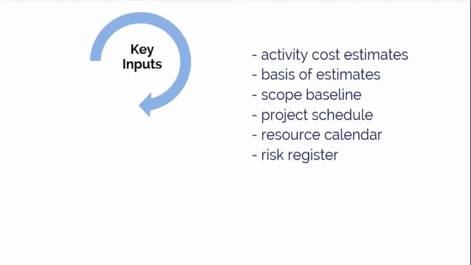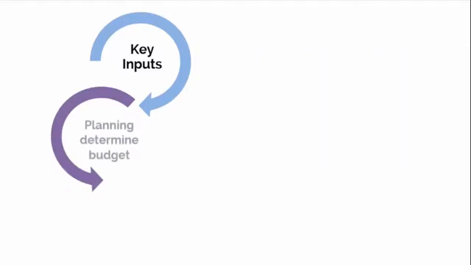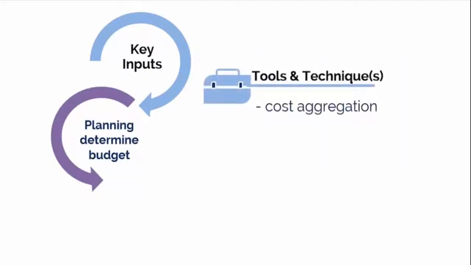Risk register will help provide information about the risks we have identified on the project and how to aggregate the risk response costs. The key tool and technique we use in the determine budget process is cost aggregation. I mentioned this briefly before. In order to estimate overall project costs, you aggregate or add up the activity cost estimates for all activities or work packages to derive an approved cost baseline for the entire project. The technique we use to do this is called cost aggregation. Just imagine that this would be an aggravating and time-consuming effort.